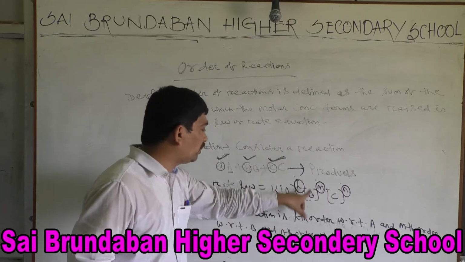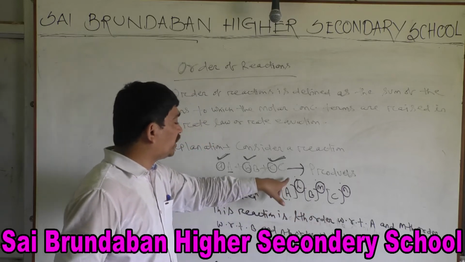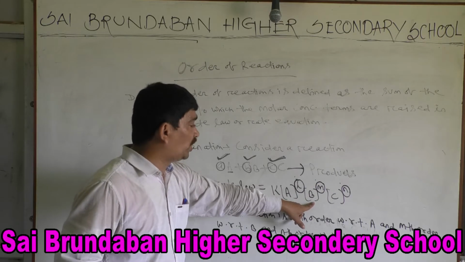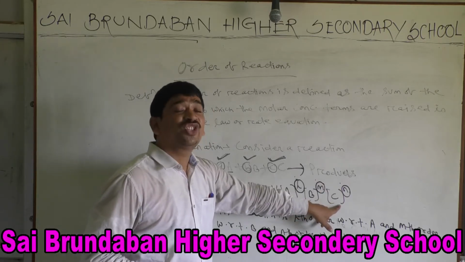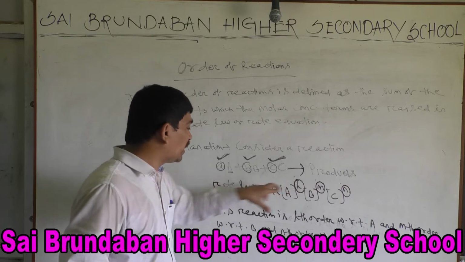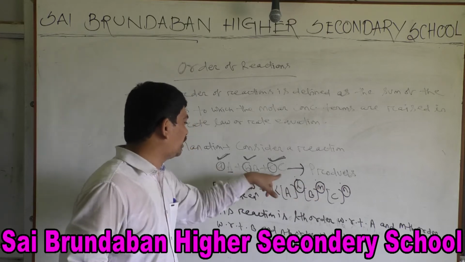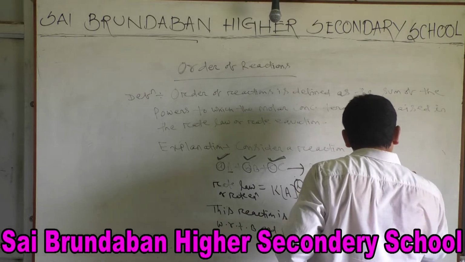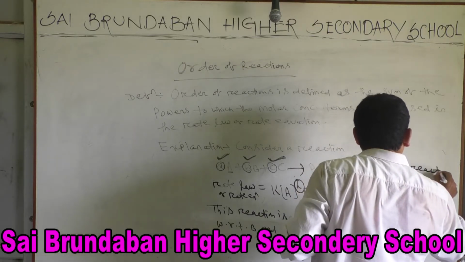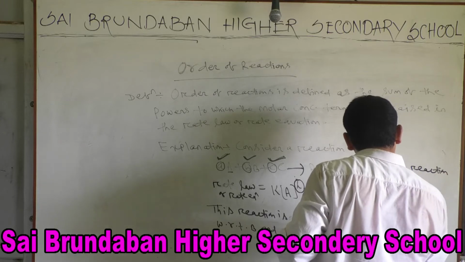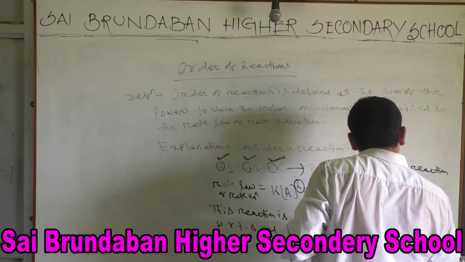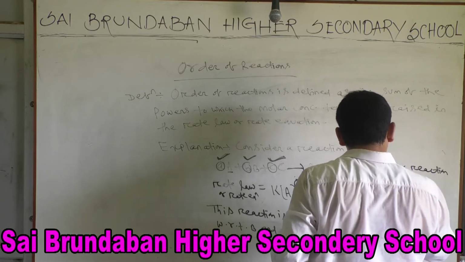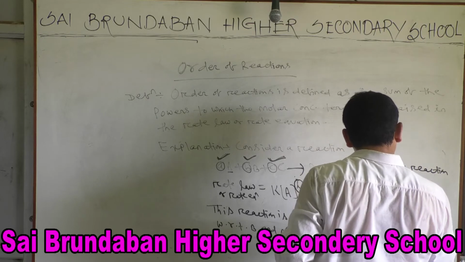This reaction is L order with respect to A, M order with respect to B, and N order with respect to C. So what is the order of the overall reaction? For this reaction, what is the order of reaction? Order of reaction equal to L plus M plus N.